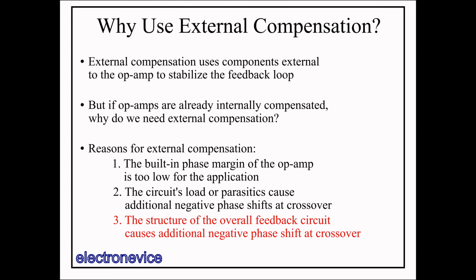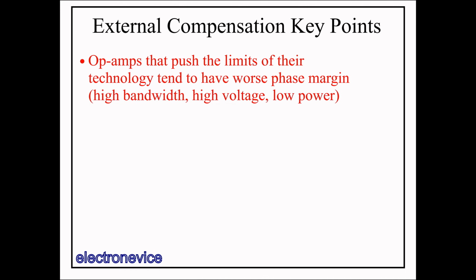So let's discuss external compensation methodology. External compensation depends highly on the application and the specific op-amp part number being used. In fact, oftentimes the best solution is to simply choose a different kind of op-amp. So in that vein, there are a few things to keep in mind when choosing your op-amp and compensating your system. Op-amps that push the limits of their technology tend to have worse phase margin. What we generally mean by this is that op-amps that try to have a combination of higher bandwidth, higher voltage rails, and lower power draw tend to have one or more poles in their transfer function that cause the phase margin at gain crossover to be lower.